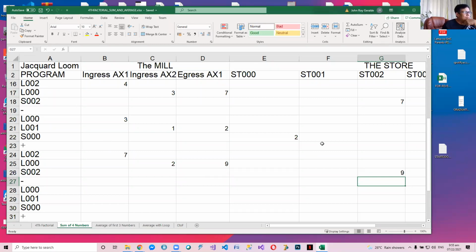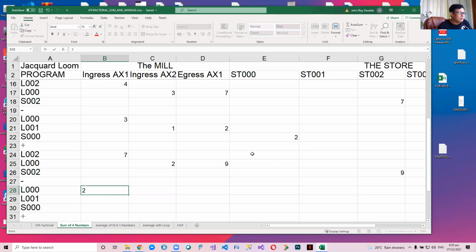Now, our current addend is still 2, so we will compute the next addend. So L of 002, which is 2. 2 ito ngayon, no? And then 001, which is always 1. So 2 minus 1 is 1. So we'll stop. This is being the last, no? We'll stop when it's 0, by the way. And S000, so the next addend is 1.